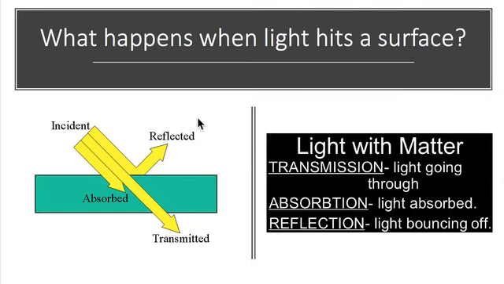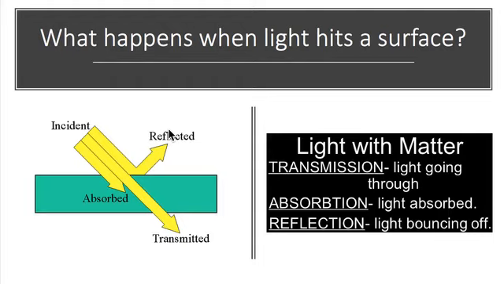So there's the three things, and a lot of the time all three things will happen a little bit. So you might get most of the light being reflected, let's say, but some of it might be absorbed, or most of it might go through and be transmitted, but some of it might be absorbed, and in fact some of it might be reflected.